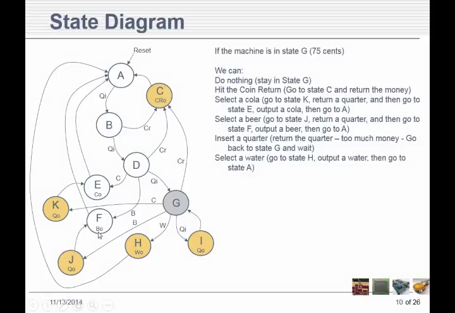Now, I tried it a different way at first. I said, well, why don't I go right over here to beer out? But there was no way of saying quarter out here. Or if I said quarter out there, then every time I hit a beer, I'd get another quarter out. So that wasn't right. So on both of these, I have to put the quarter out first and then go to the state that outputs either the cola or the beer.